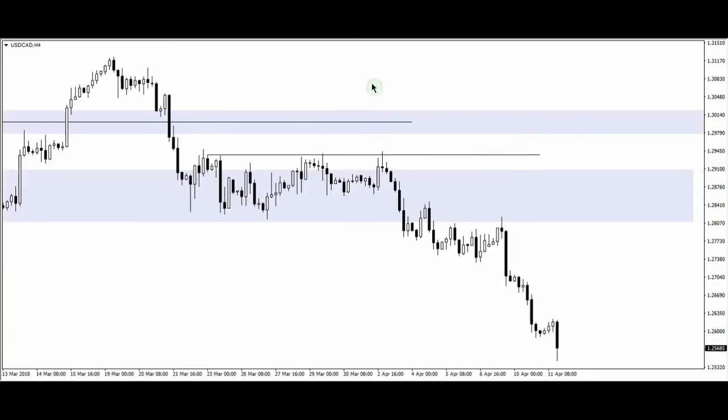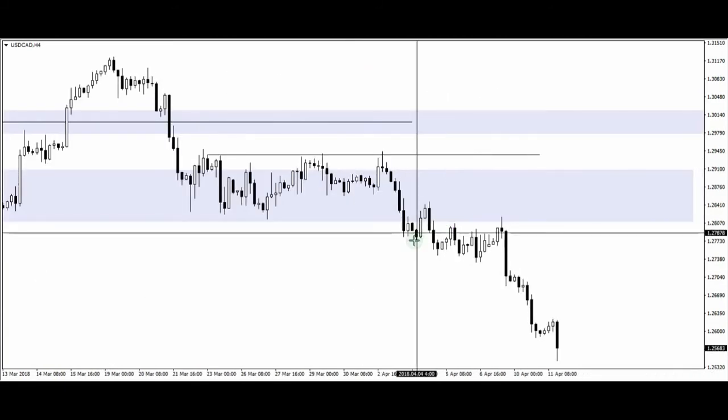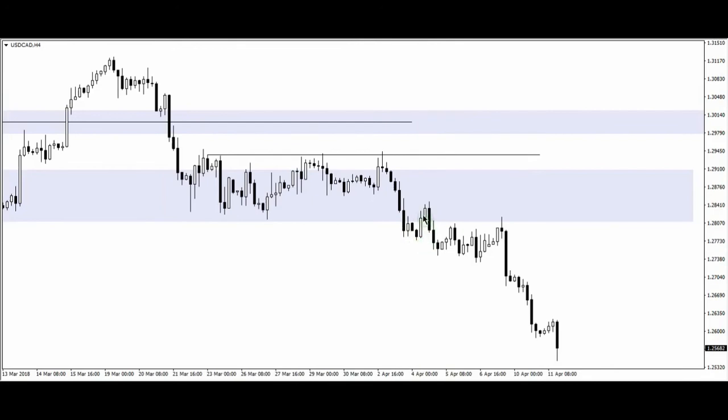If we go down to the 4 hour, this was a rejection we got on Monday. Price broke market structure here, ran back into the 4 hour order block, and then dropped hard.